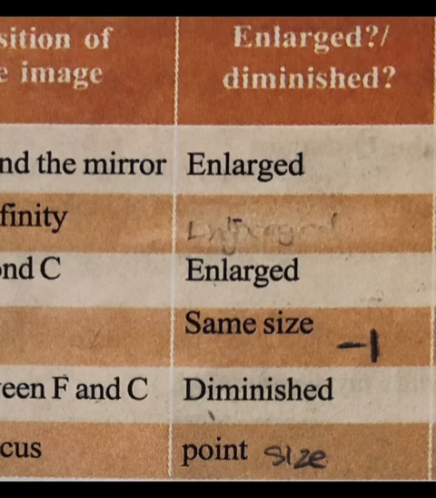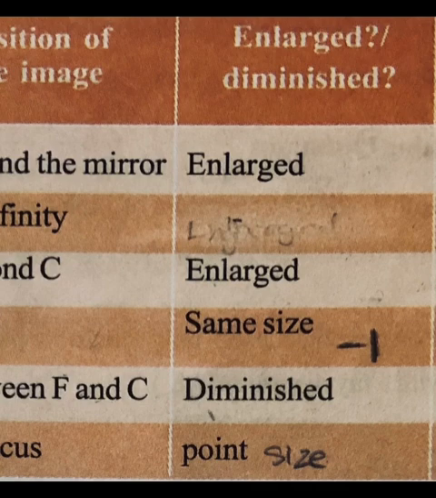The position is between P and F, which is the pole and the focus. So the position of the image will be behind the mirror. The image will be enlarged, so it will be bigger than the actual object. And the image will be erect, so it's on top of the principal axis. And the image will be virtual, so you can see the image only inside the mirror.